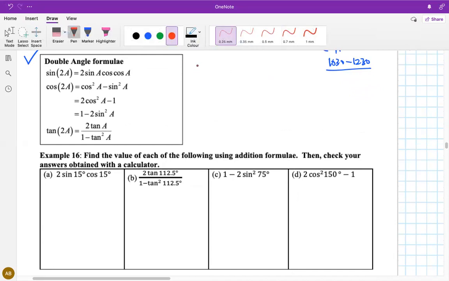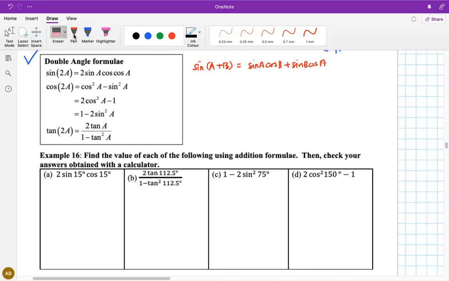So as you know, sine (A plus B) is sine A cos B, and then plus sine B cos A.